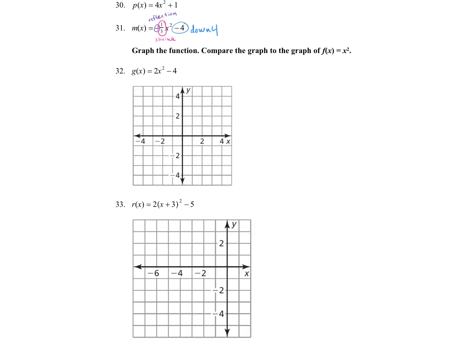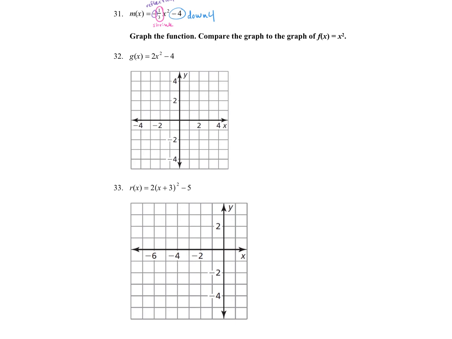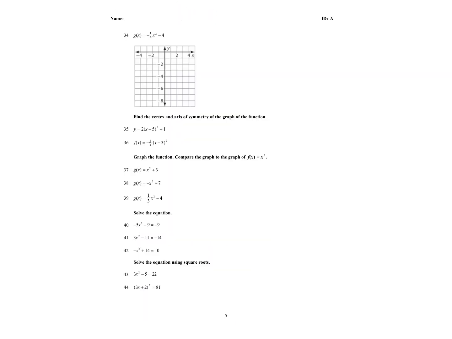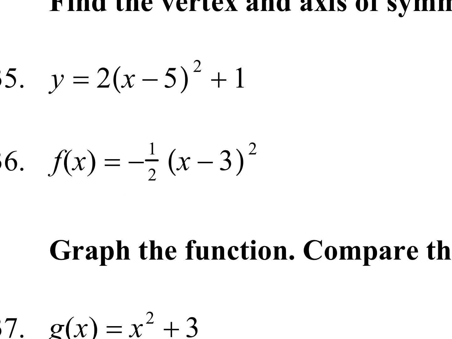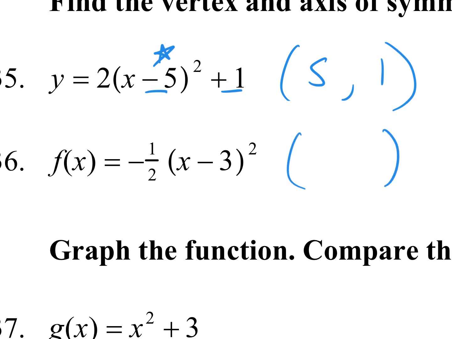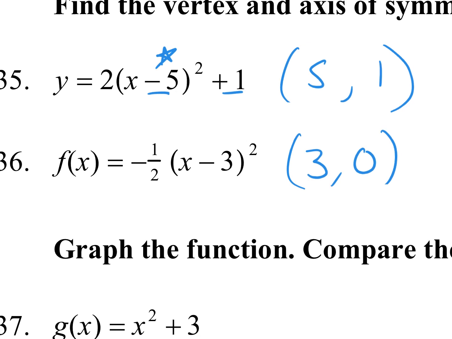When we graph for 32, 33, just plug in points to graph. 35, to find the vertex, it's what we're adding on the inside and what we're adding on the outside. But we always change the sign of the inside, so it'd be 5, 1. What would our vertex be for 36? Three comma zero, awesome. What we're adding on the inside, which is 3, and we're not adding anything on the outside, so 0.